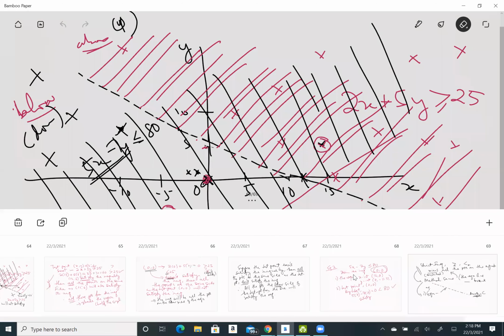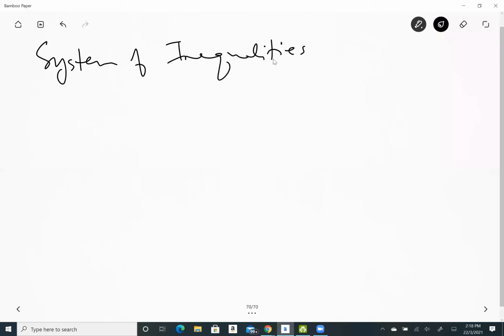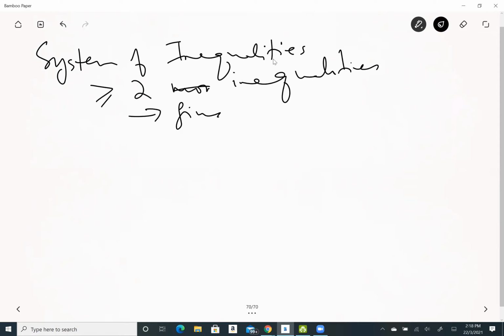Next, we're going to look at a system of inequalities, just like a system of equations. A system of inequalities is where you have two or more inequalities at the same time. In other words, you want to find the solution to the system.